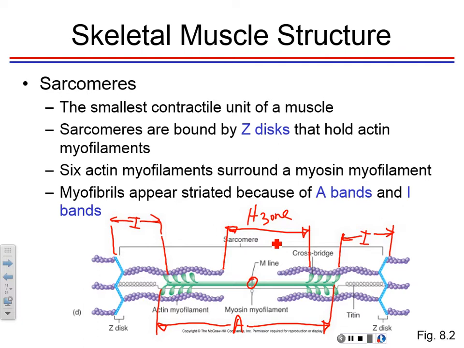So you pretty much know how the I band, the A band, and the sarcomere, the unit, come about, and what changes length when the muscle is contracting and what doesn't, because I'm going to need you to know that. And then the actin and the myosin are the myofilaments in the myofibrils. So they appear striated with these bands.